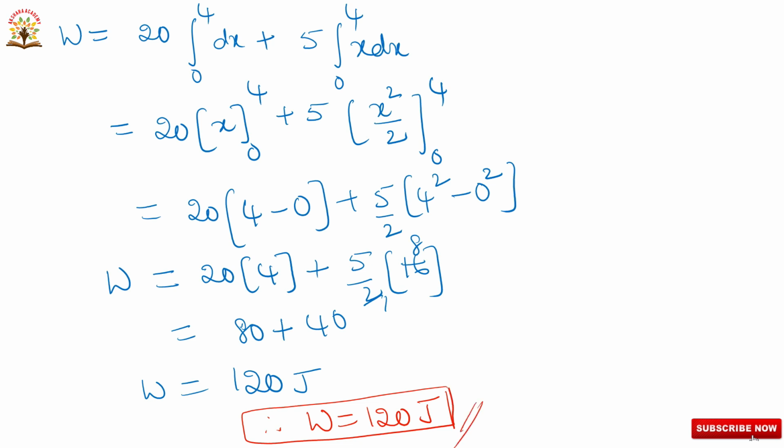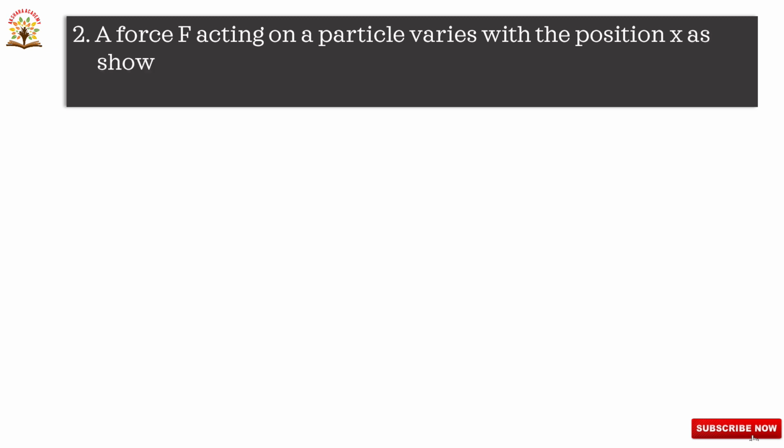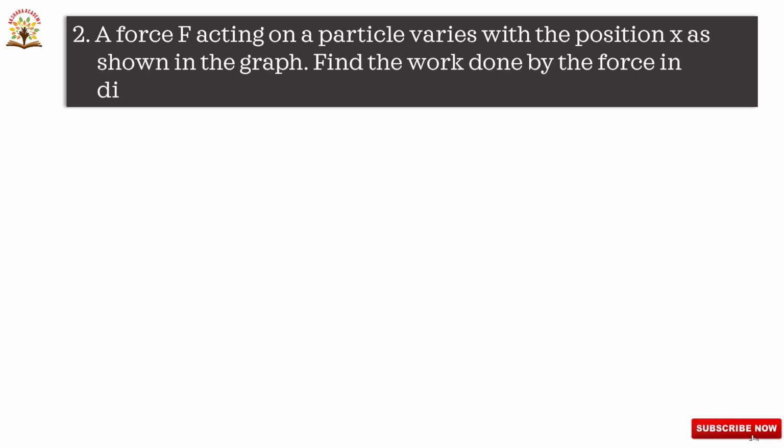Okay. Next we will go to the next question. A force F acting on a particle varies with the position x as shown in the graph. Find the work done by the force in displacing the particle from x equals minus a to x equals plus 2a.